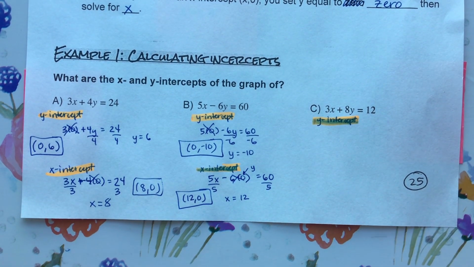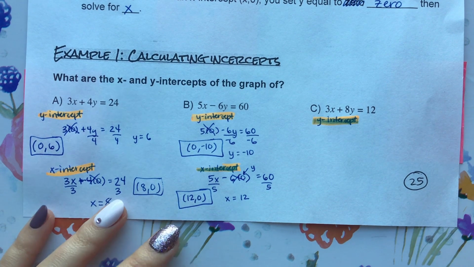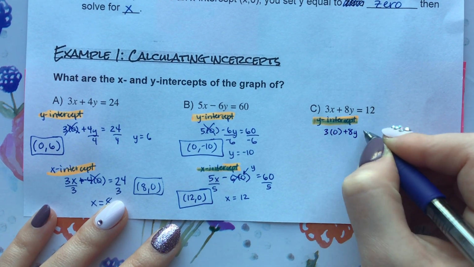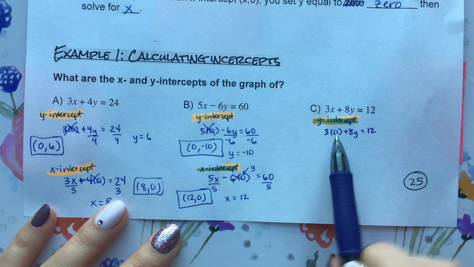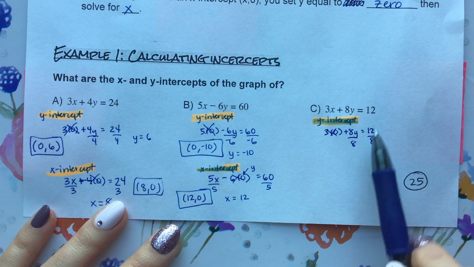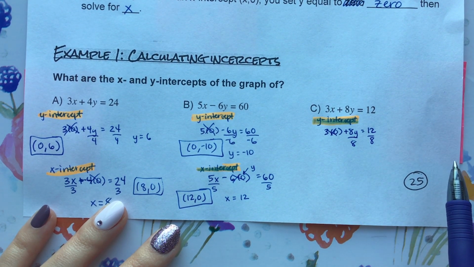For our y-intercept, we need x to be 0. So it's going to be 3 times 0 plus 8y is equal to 12. 3 times 0 goes away. So now I'm going to divide by 8 on both sides. Now this isn't going to give me a perfect number, and that's okay.